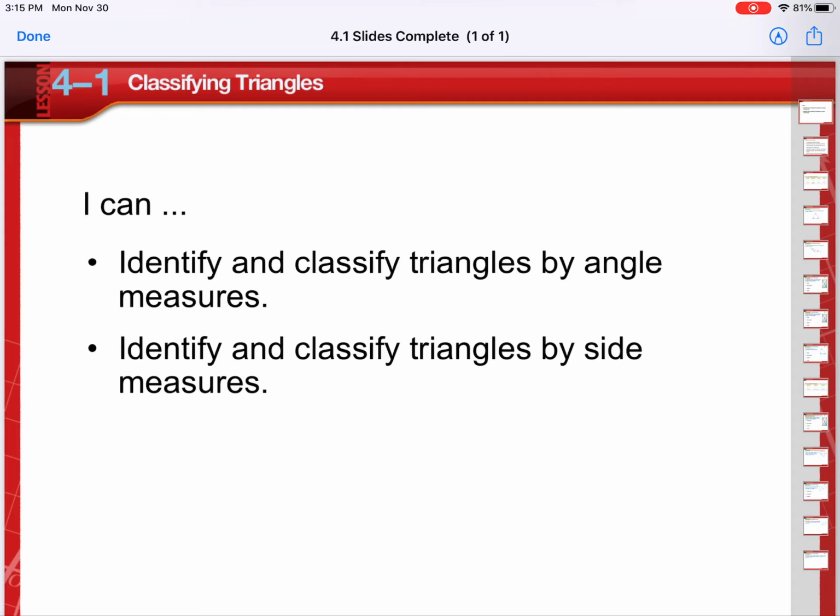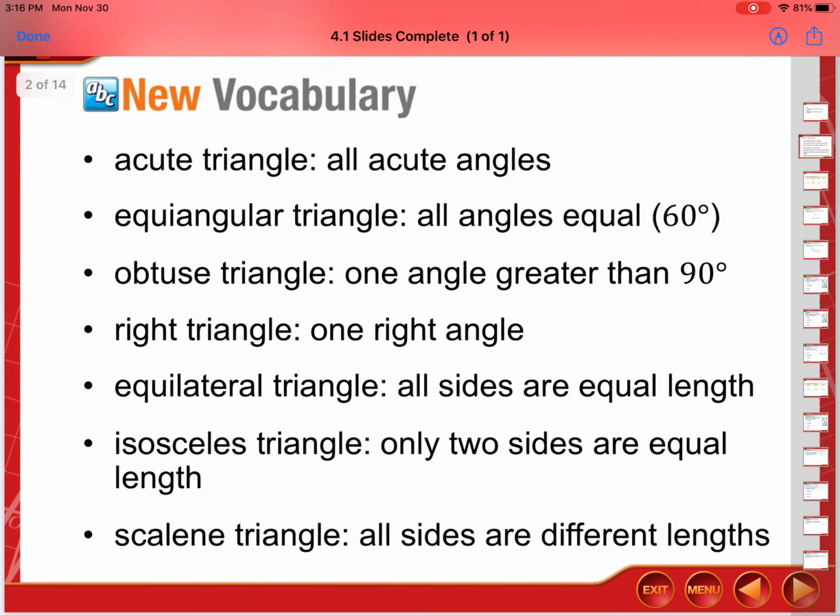That being said, the goal of 4.1 is dealing with classifying triangles, and this is one, I don't want to say it's my favorite thing we do all year, but triangles are just a wildly interesting shape, and we'll get into more of why that is and what makes them so unique as we go on. Anyway, the goal for today is for you to be able to identify and classify triangles by their angle measures and to be able to do the same with their side measures or side lengths.